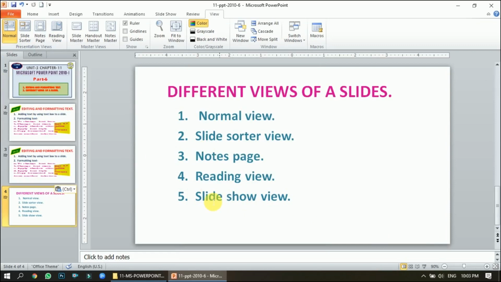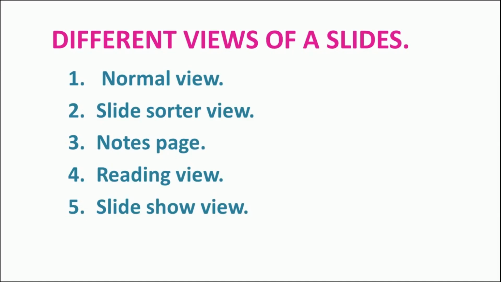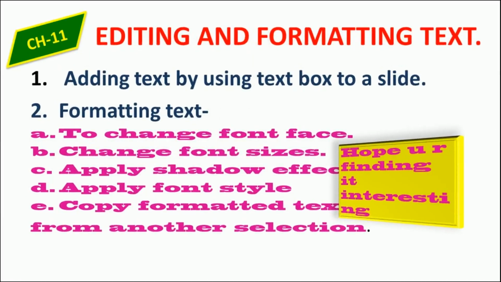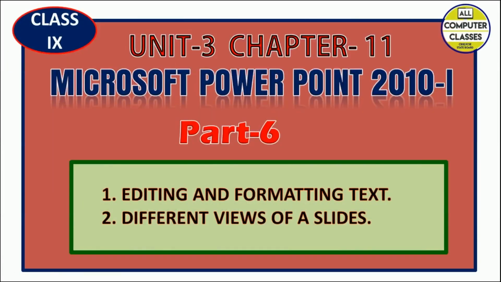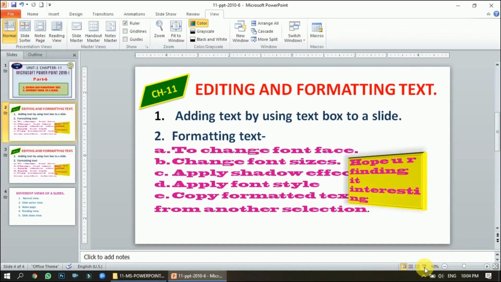The last is slideshow view. Now we have three methods to have the slideshow view. First method is this button, the slideshow button, which is available in the status bar, and it is just before the zoom button. So you just click here, and you see this slideshow. Press the escape button and come out.